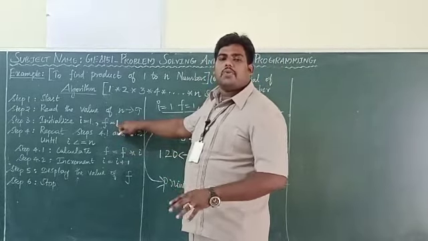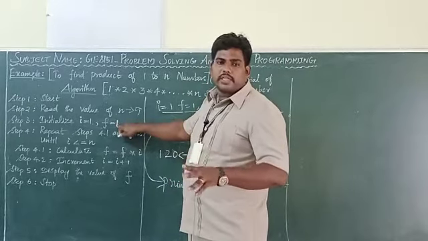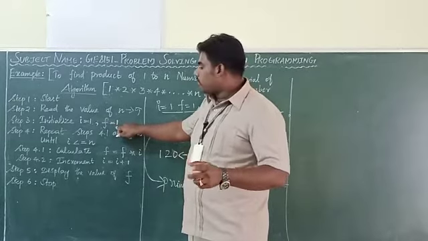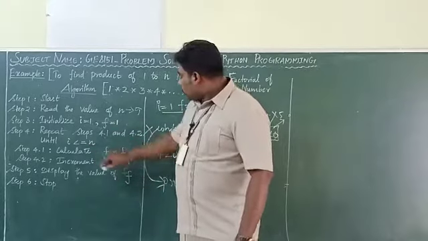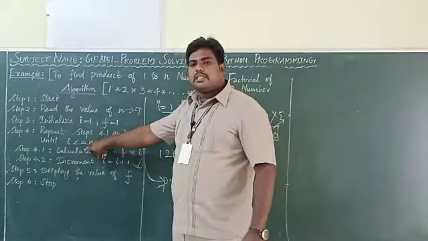For product, you have to put 1. Why? Any number multiplied with 1, you will get the same answer. So you can put 1. For sum, you have to put 0. Okay. Repeat these two steps. What are the two steps? These two steps. Repeat these two steps till this condition is false.